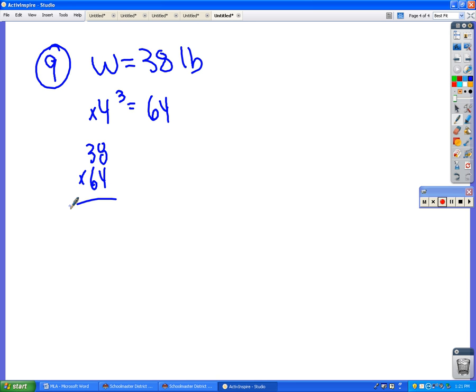So to find the new weight, 1444. What is it? 1444? Nope. I guess 24. 2004. 2432. Yeah, it's 150. That's the engine though.